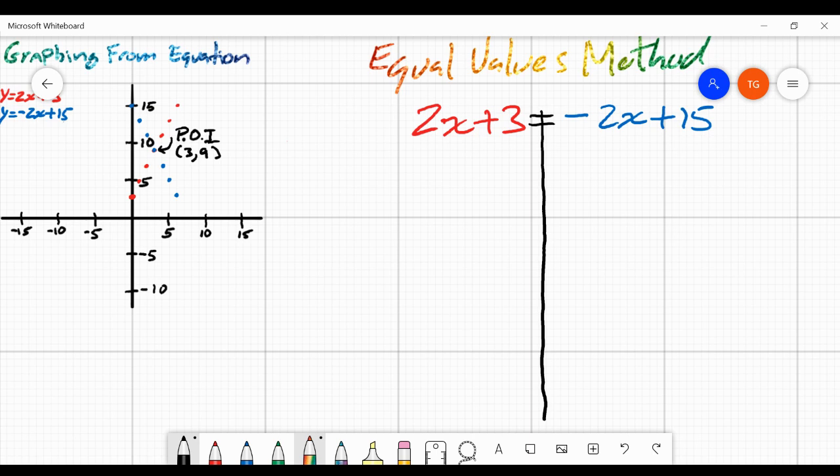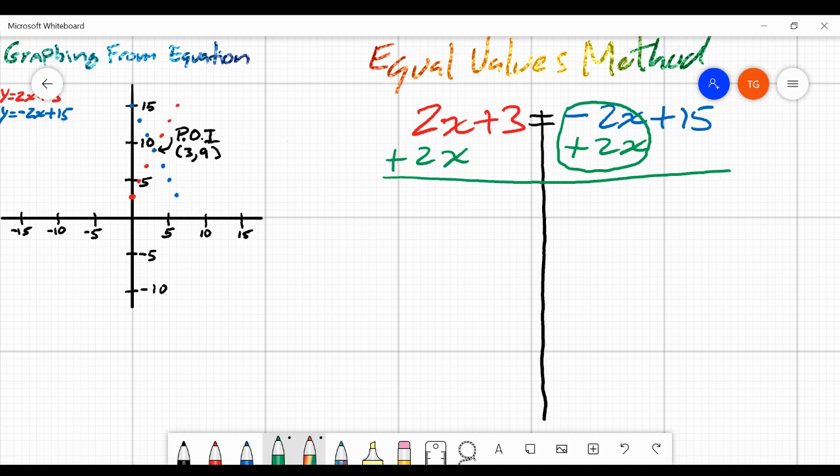We need to isolate x. So the first thing is move x's to one side. I'm going to add 2x on the right because a negative 2x and a positive 2x will make a zero pair. And that will help us isolate it. And since I did it on one side, I'm going to do it on the other. So now we have 4x plus 3 equals 15.